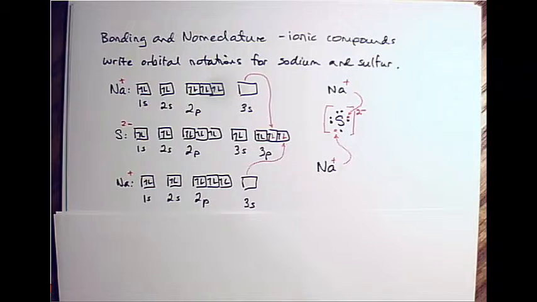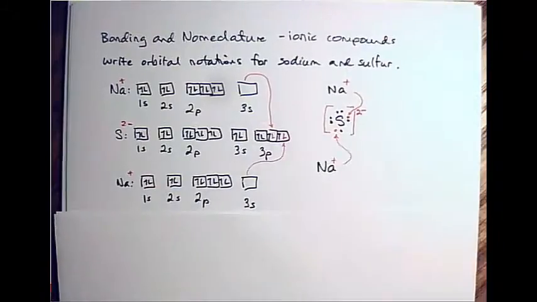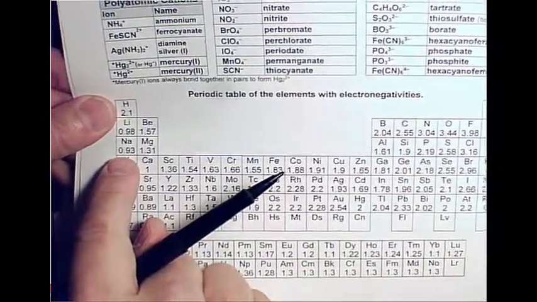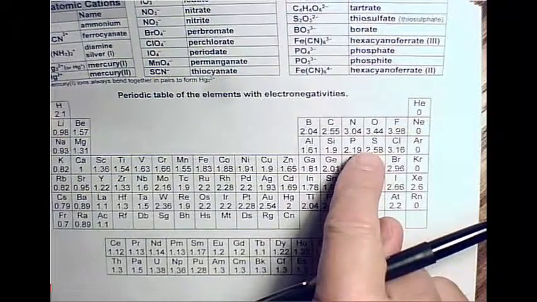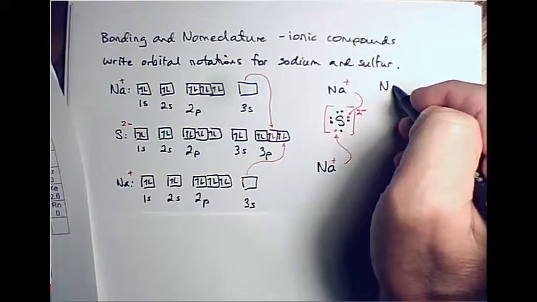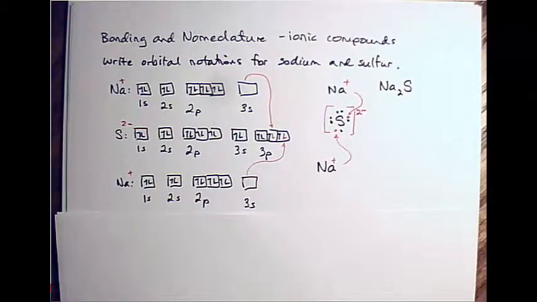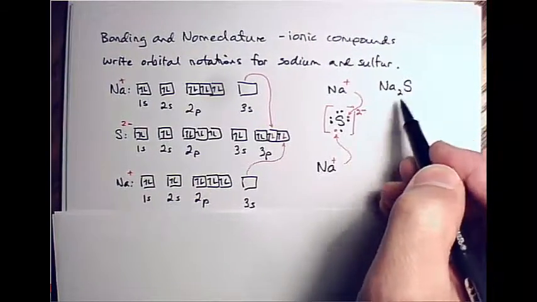Now, there's another way to go about figuring out how to balance these formulas. If I were to write this formula just from this, I want to write the element with the lowest electronegativity first. Sulfur's right here, sodium's right here. Sodium has a much lower electronegativity than sulfur does, so we're going to write it first with a subscript 2, followed by capital S. There's the formula for sodium sulfide. 2 sodiums and 1 sulfur.